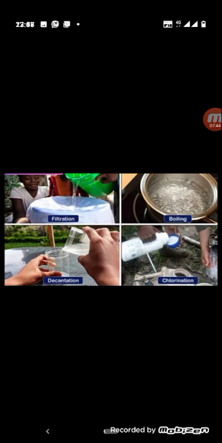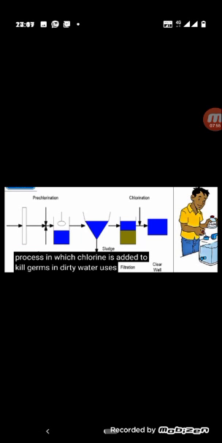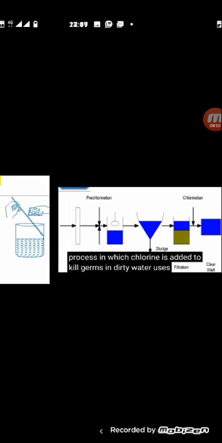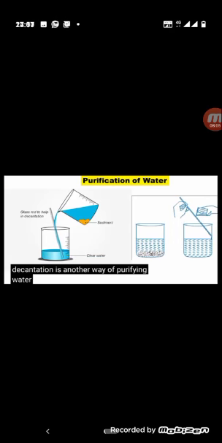Here you can see filtration, boiling, decantation, and chlorine. Chlorination is the process in which chlorine is added to kill germs in dirty water. After this, you can see here decantation, which is another way of purifying water. Separating the clean water by pouring into a clean beaker with the help of a glass rod is known as decantation.